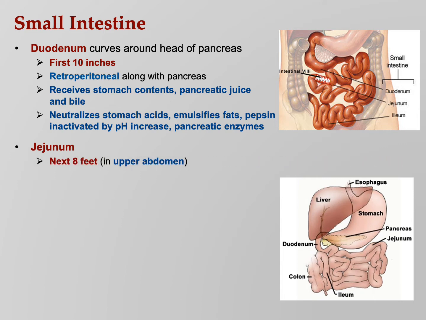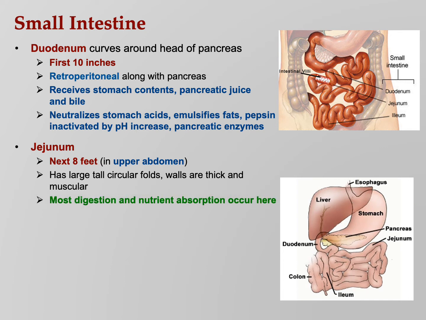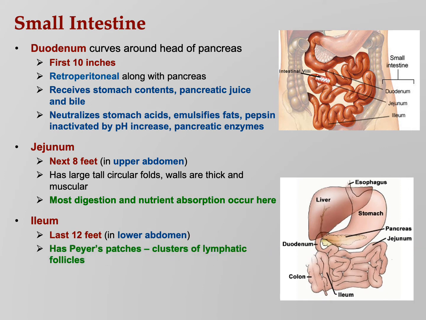The jejunum, remember, the next 8 feet, kind of in your upper abdomen. Large, tall, circular folds, thick with muscle. This is where most digestion and nutrient absorption occur, right, in this middle part. Ileum, last 12 feet. This is kind of the touch-up, the finishing touches here. Has Peyer's patches, clusters of lymphatic follicles, in order to catch any bad guys that made it this far. Ends at the ileocecal junction with the large intestine. Look, ileocecal, what does that tell you? It's where the ileum joins to the cecum, which is the first part of the colon, or large intestine.